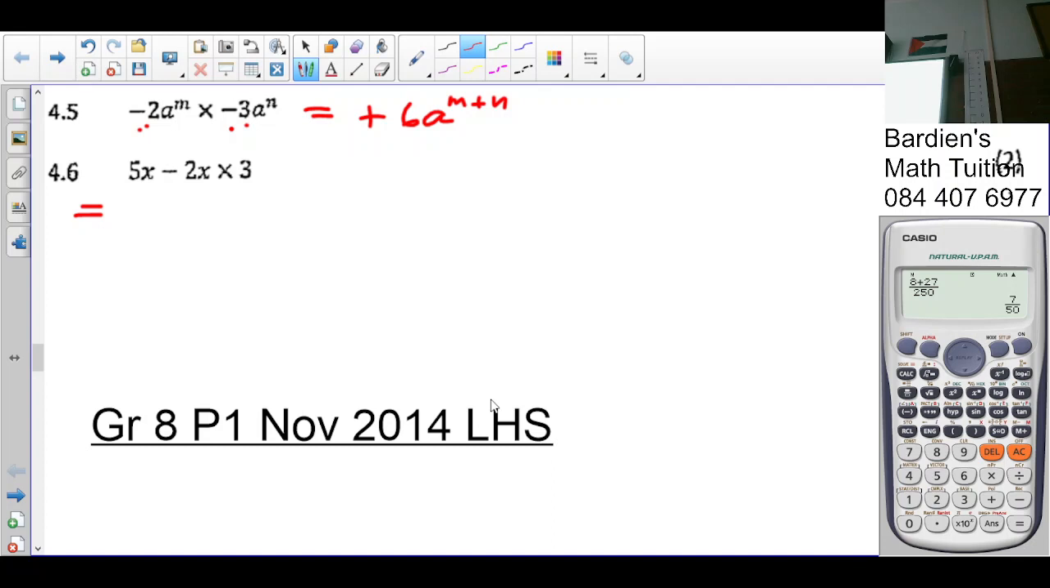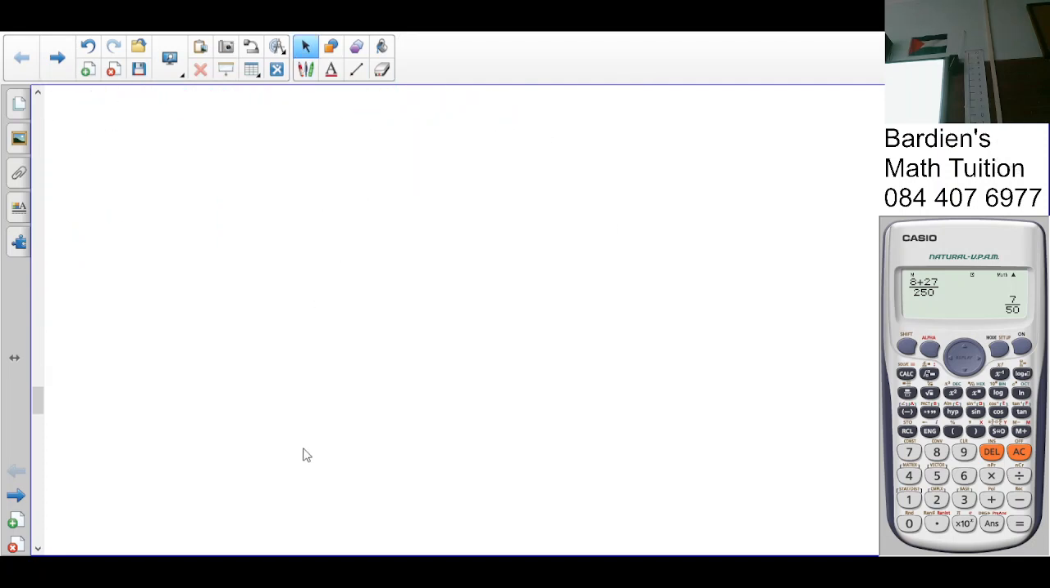4.6. So according to BODMAS, what must be done first? Multiplication. So it's going to be 2x times 3. What's 2x times 3? 6x. You all agree with that? So what is 5x minus 6x? Negative x. Alright, you guys understand? Yes, BODMAS will be applied throughout, no?